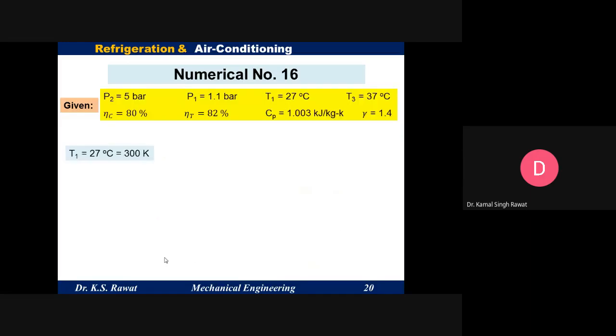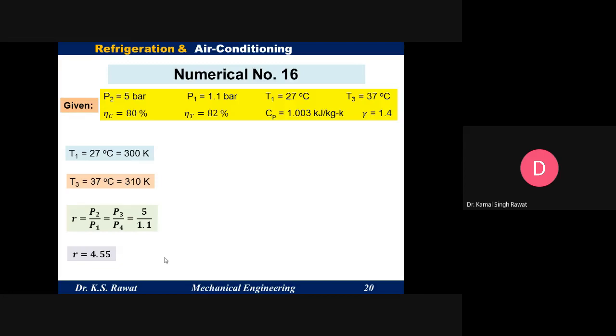So now first convert this temperature into Kelvin scale. So T1 equals 300 Kelvin and T3 equals 310 Kelvin. Okay. Now we can also calculate the pressure ratio r equals P2 by P1 equals P3 by P4, which is equal to 5 upon 1.5. So put the value, r equals 4.55. Yes or no? Yes sir. Okay. So you have the value of T1, T3 and pressure ratio.